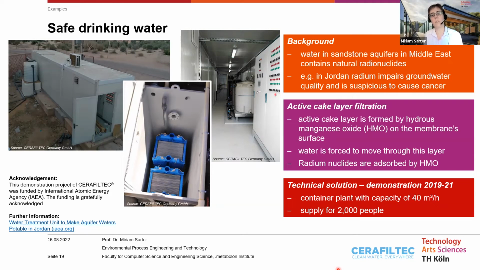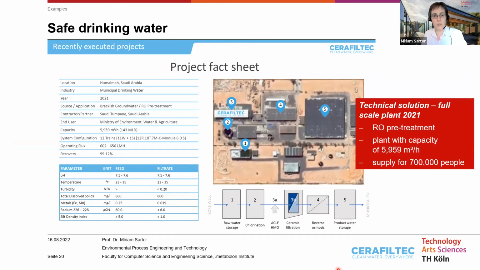And due to the membrane, the water is forced to move through this layer, and you can produce safe drinking water. This was demonstrated from 2019 to 2021. During the corona crisis, it took a little bit longer, for the supply of 2,000 people in a container plant. And last year, a full installation was done in Saudi Arabia at the place of Homaima, and it is an RO pretreatment to remove the radium and to remove even iron and manganese from this groundwater aquifer, with a plant capacity of approximately 6,000 cubic meters per hour, a supply for 700,000 people. And this is quite nice and possible due to the combination of different processes.